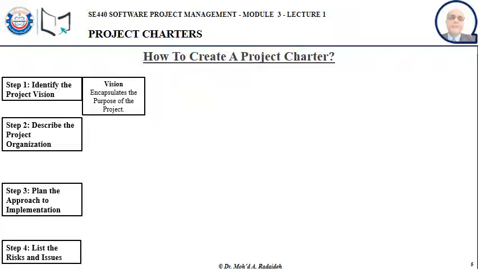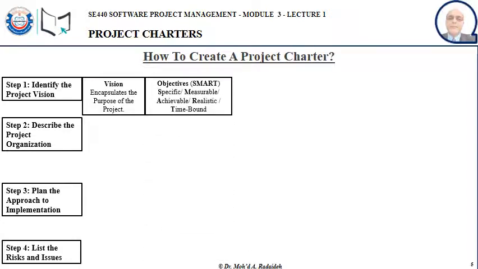In step 1, we start with defining the vision that encapsulates the purpose of the project. So the vision, in other words, defines the purpose of the project. Then the project objectives have to be SMART objectives. By SMART, we mean specific, measurable, achievable, realistic, and time-bound objectives.